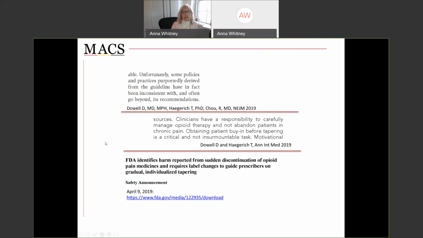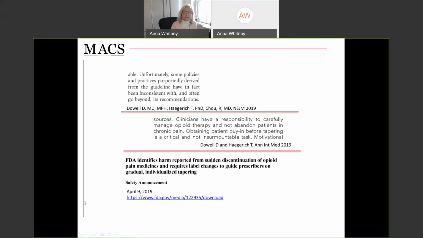Annals to say that clinicians have a responsibility to carefully manage opioid therapy and not abandon patients in chronic pain, and that obtaining patient buy-in before tapering is a critical and actually not an insurmountable task, and that there are tools available that we're going to talk about that really help us do that. And then finally, the FDA safety announcement, as I mentioned, where the FDA identifies harm reported from sudden discontinuation of opioid pain medicines and requires label changes, in fact, to guide prescribers on gradual, individualized tapering.